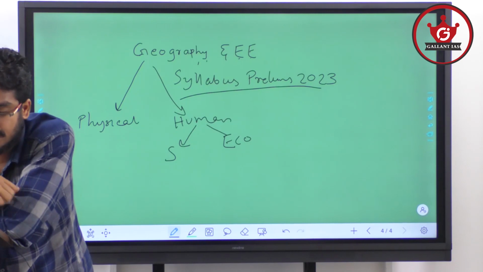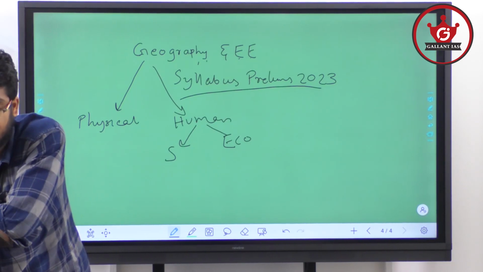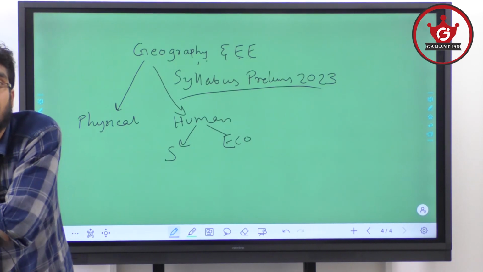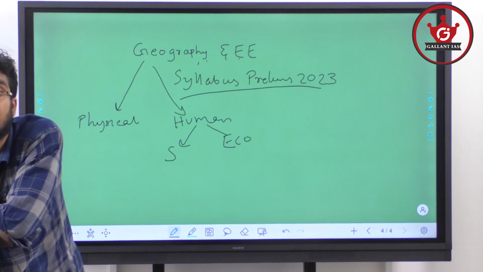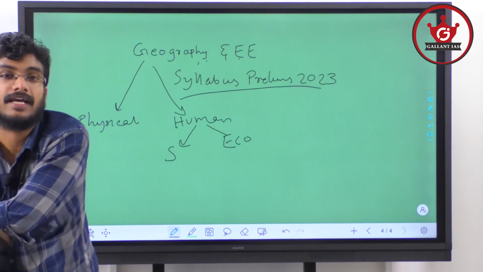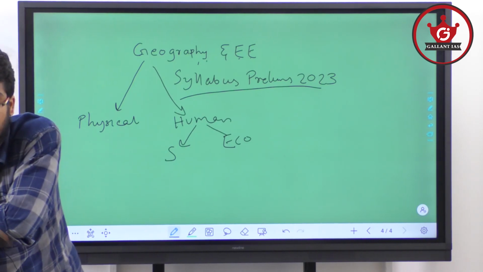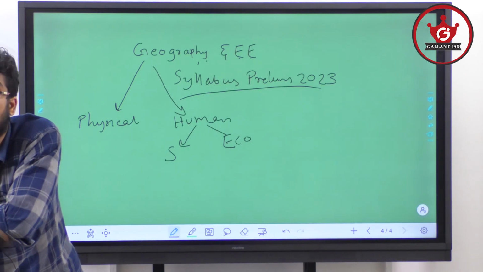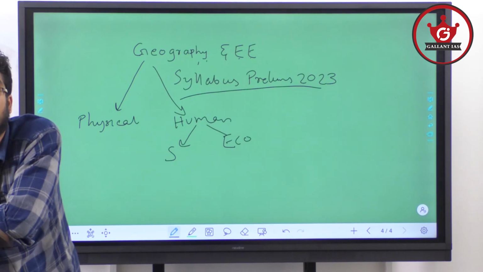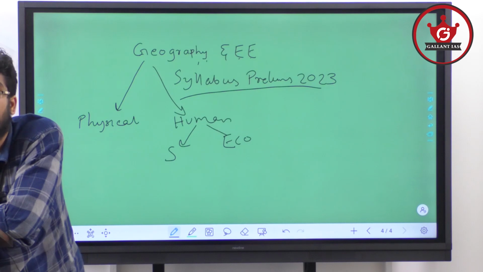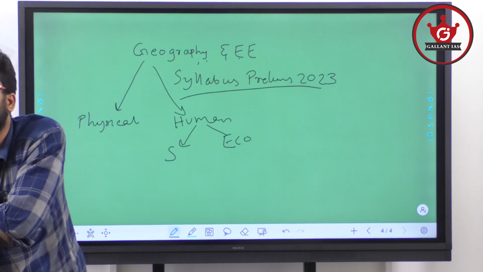Then next is the climatology part. This again is the most important. If anyone asks which is the most important part of geography, the answer is climatology. As everyone knows, climatology includes atmosphere-related topics, like the 4 layers of the atmosphere. Every year, directly or indirectly, they will ask one question linked to the layers of the atmosphere. Your basic knowledge will be enough for that.